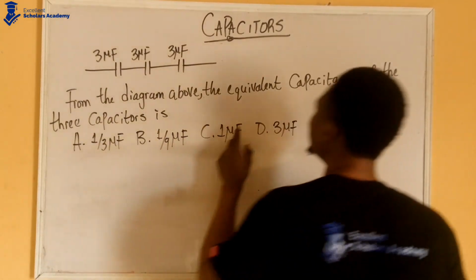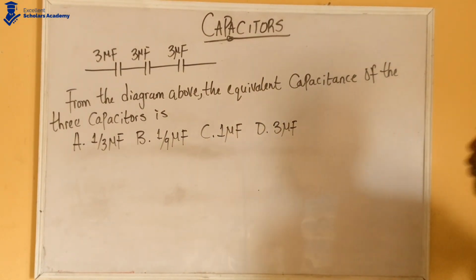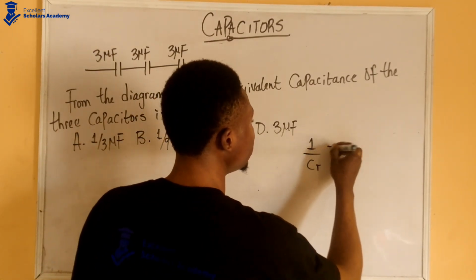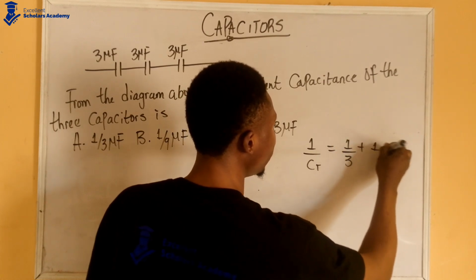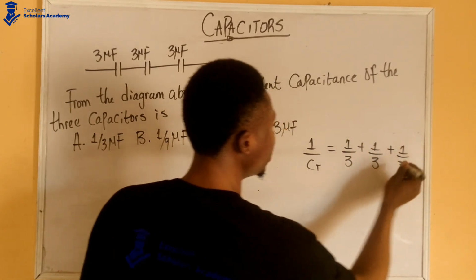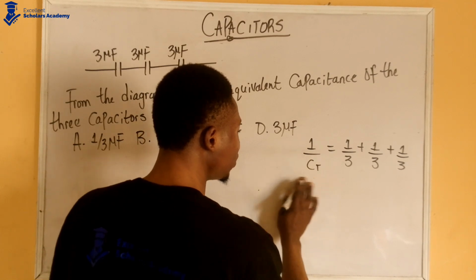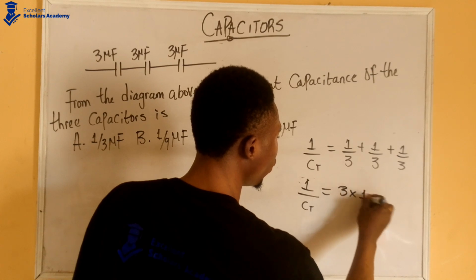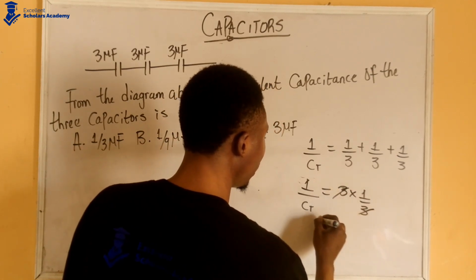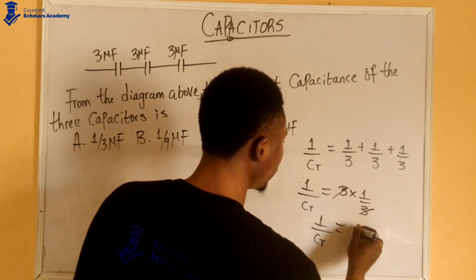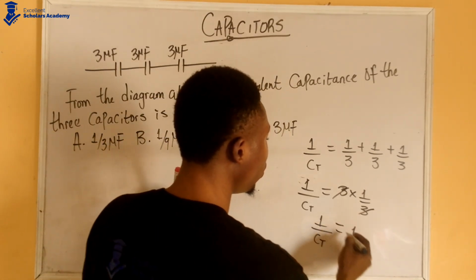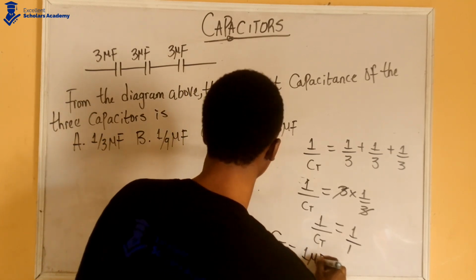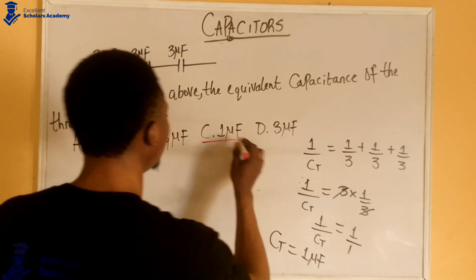From the diagram above, the equivalent capacitance of the three capacitors is, now these capacitors are connected in series. Of course, it becomes 1 over Ct is equal to 1 over 3 plus 1 over 3 plus 1 over 3. Of course, this is 1 over 3 in 3 places, so it's the same thing as writing 1 over Ct is equal to 3 times 1 over 3. The 3 takes away 3 here, you are left with 1. So 1 over Ct is equal to 1. Alright, so when you cross multiply, you're going to have Ct is equal to 1 microfarad. So our answer is option C, 1 microfarad.